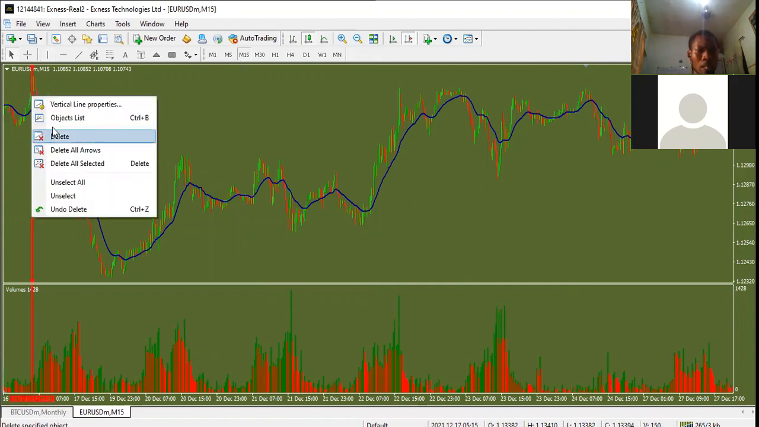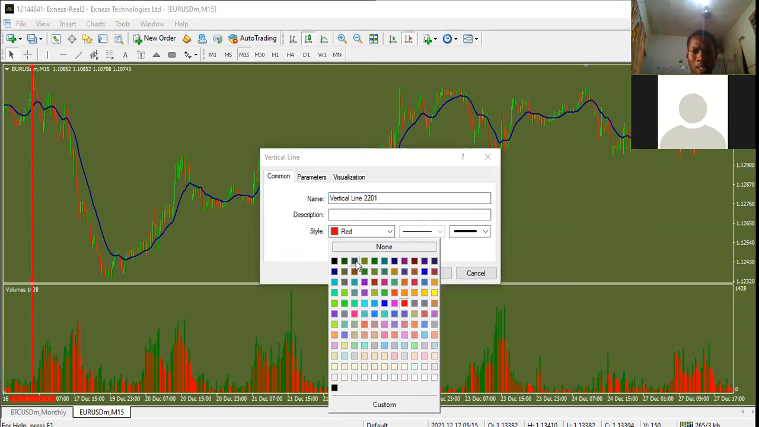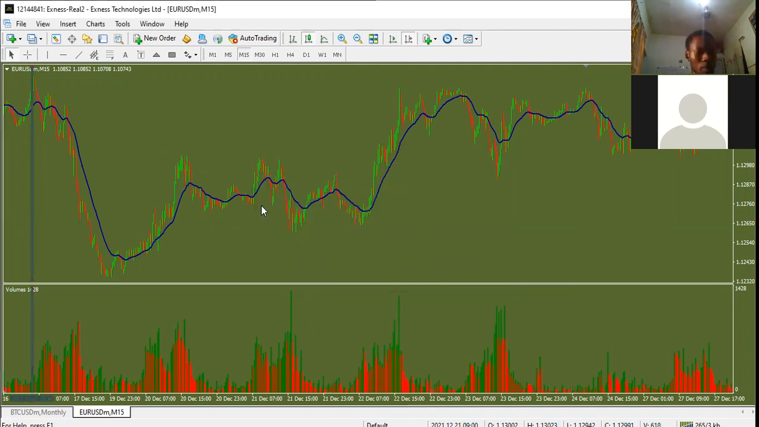As you can see, I'm selecting my chart with different colors, the vertical line and the red. These are the areas where I want to back test. That is why I'm selecting them.